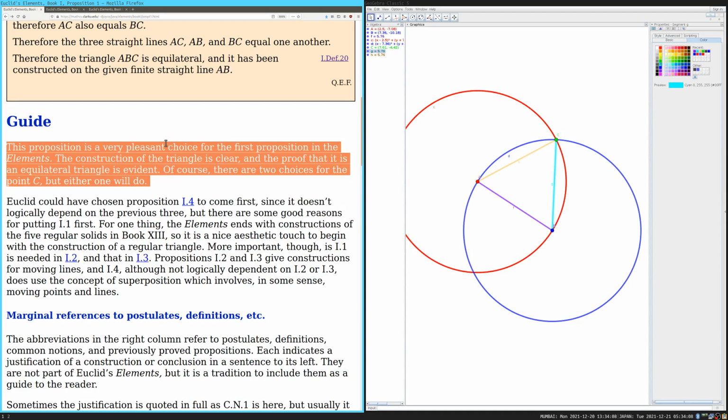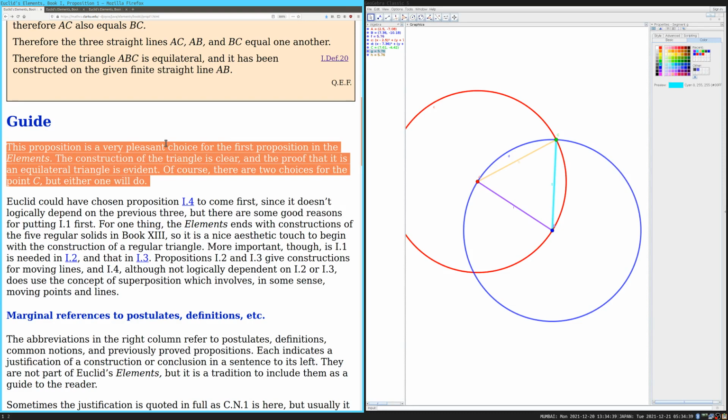More important, though, is that 1.1 is needed in 1.2, and 1.2 is needed in 1.3. 1.2 and 1.3 give constructions for moving lines, and 1.4, although not logically dependent on 1.2 or 1.3, does use the concept of superposition. I don't remember what 1.4 is, which involves in some sense moving points and lines. By the way, I have not read the Elements before.